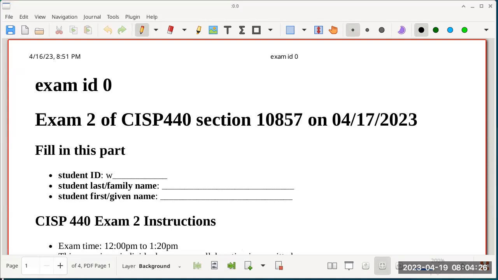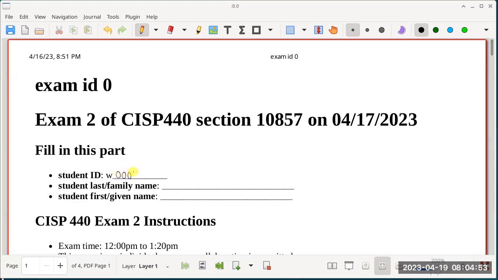All right. So what I'm doing right now is to answer exam number 2 of CISP 440. This is a screen recording. I'm using Zerno so I can actually use my stylus to write on the exam itself. So this way it is resembling what you guys would need to do, generally speaking.